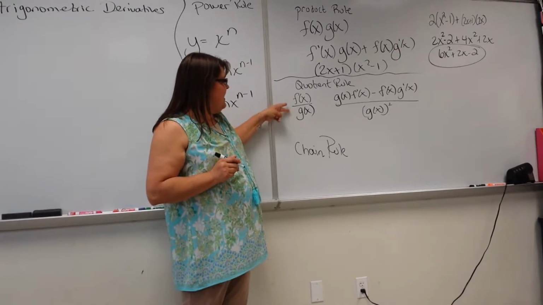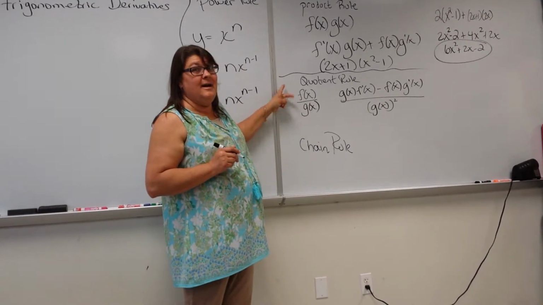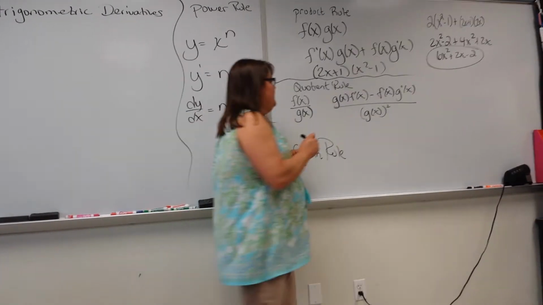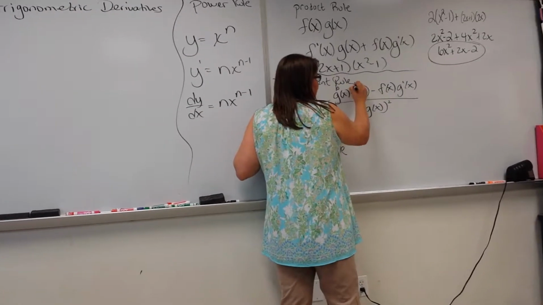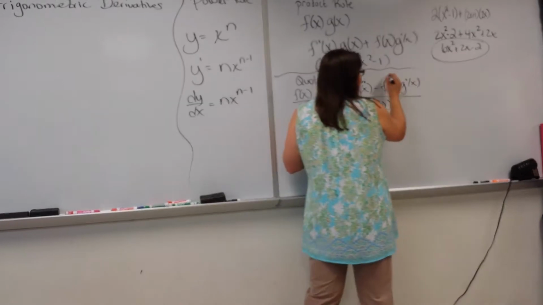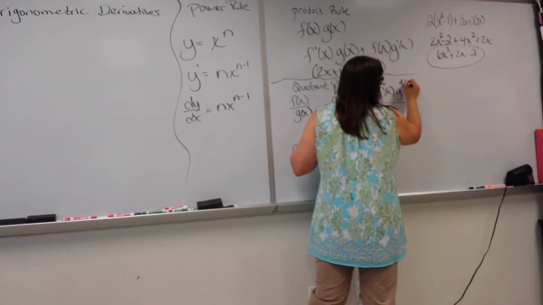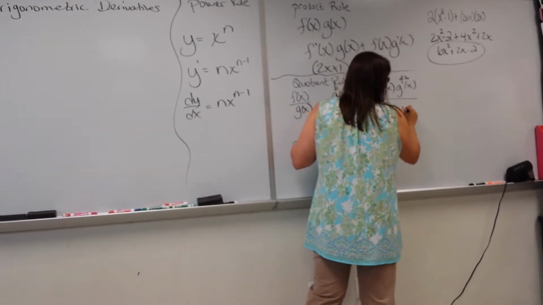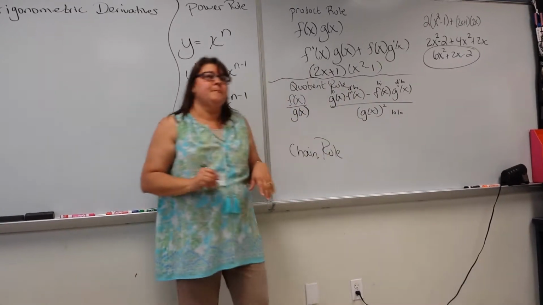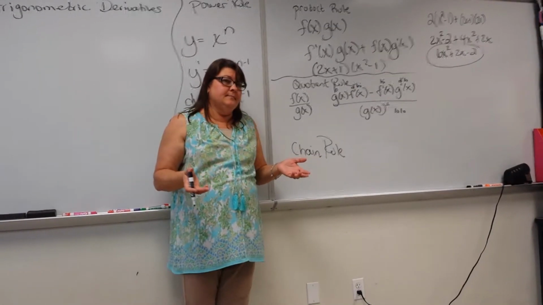So this is considered the high, this is considered the low. Top is high, bottom is low. So low d high minus high d low, all over low low. Now, a question that people can make a mistake on.